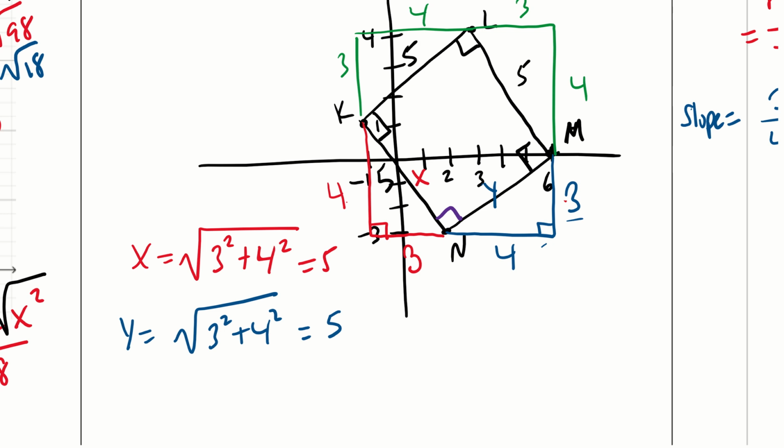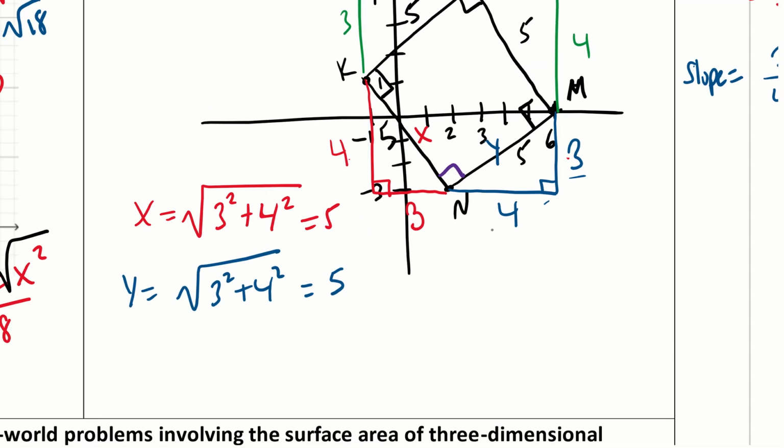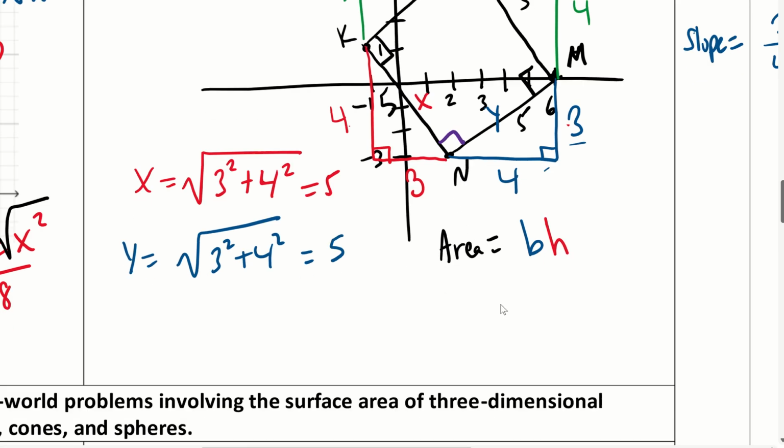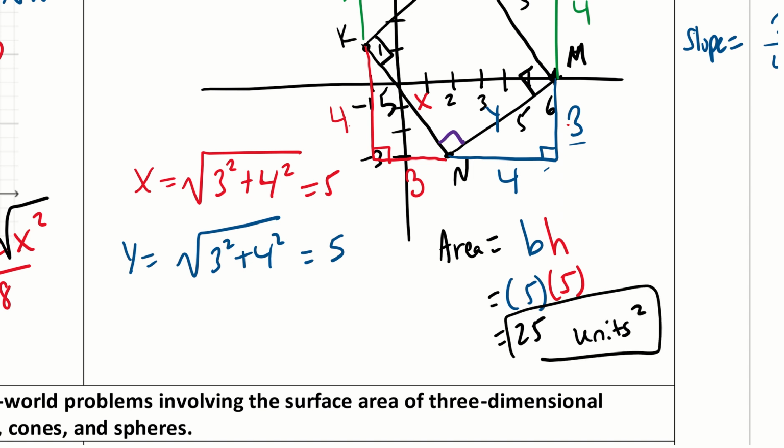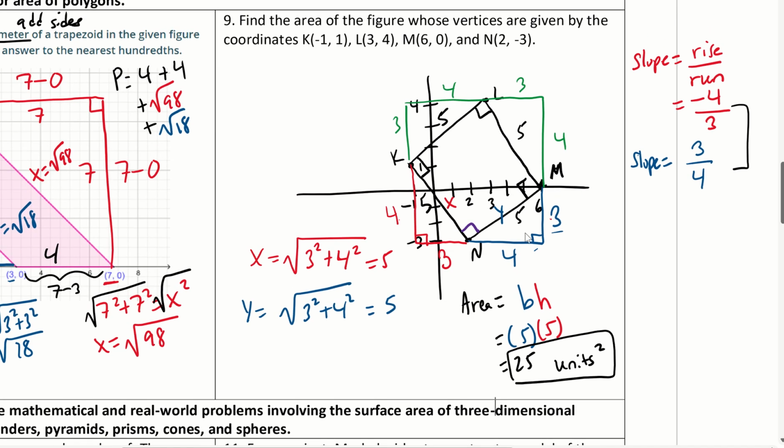5, 5, 5, 5. So remember, we want to find the area. So what's the area of a rectangle? Well, the area of a rectangle is base times height. So we'll call this the base, and we'll call x the height, or the red the height. So we got 5 times 5, right? Which is 25. So 25 units squared. All right, so fairly involved. You had to know that it's a square, and therefore then you can find the distance and then multiply them.